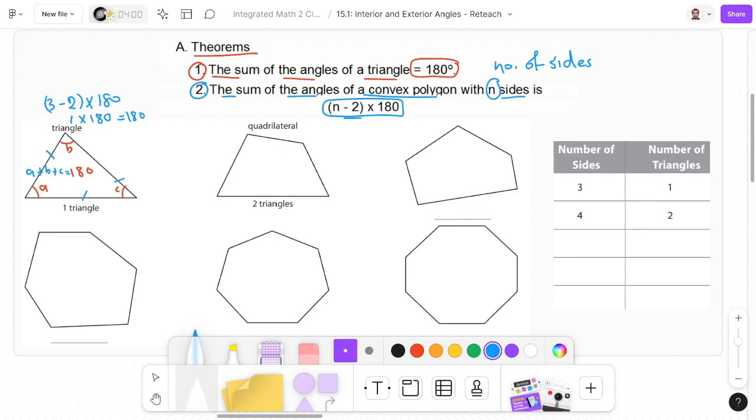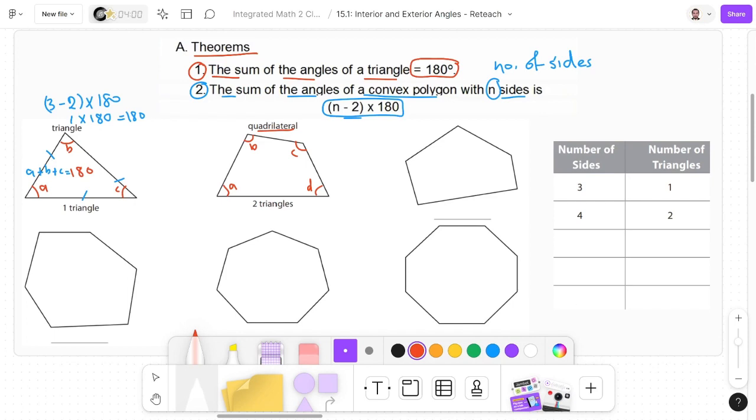Okay, how about the second shape here? The second shape, the quadrilateral. As you can see, let's say we have A, we have B, I have C, and I have D. So I have four angles. Now if I ask you what is A plus B plus C plus D?